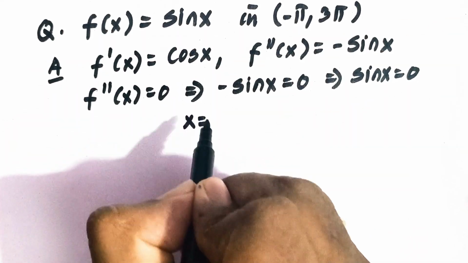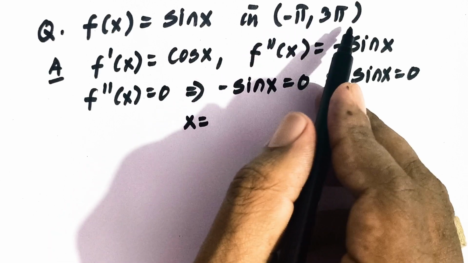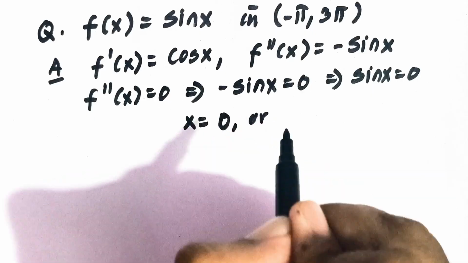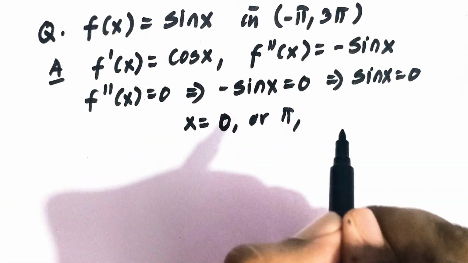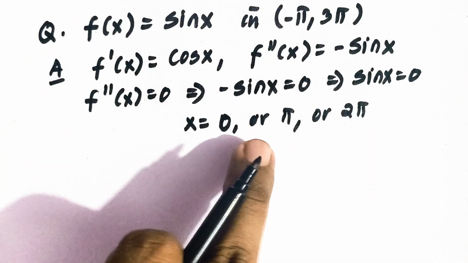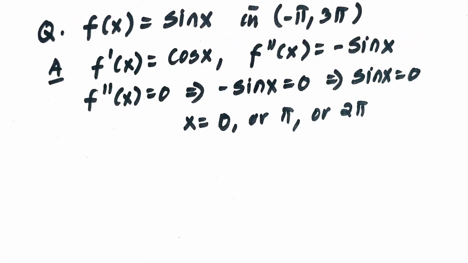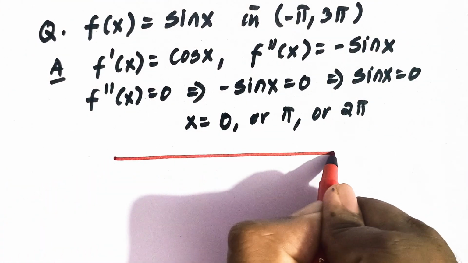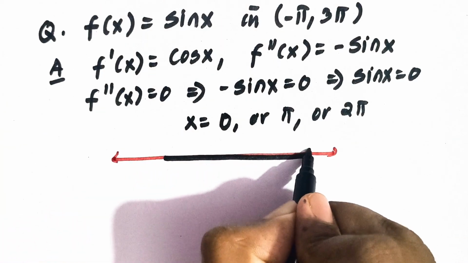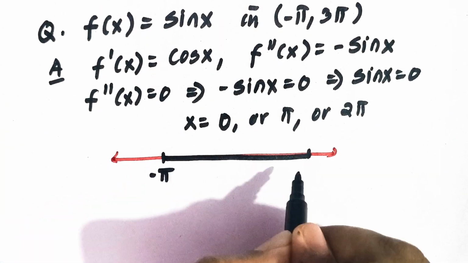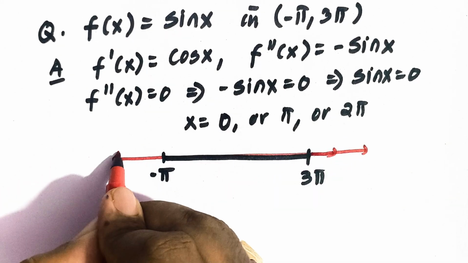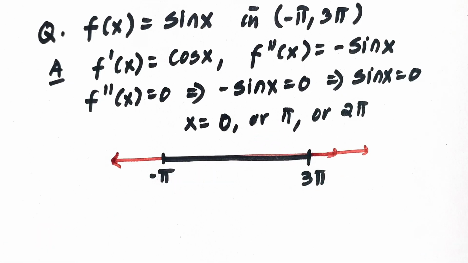So in this interval, our integer multiples of pi are 0 times pi, which is 0, or 1 pi, or 2 pi. This much we have: 0 or pi or 2 pi in this interval. Now let's make the sign chart. Here we have 3 points. Let's first restrict our domain. Our domain is from minus pi to 3 pi. We are not bothering about other parts of this number line. We are only considering minus pi to 3 pi.